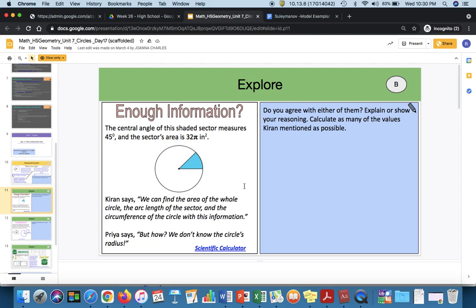So the question is, the central angle of the shaded sector measures 45 degrees and the sector's area is 32 pi inches squared. And Kieran is saying we could find the area of the whole circle, the arc length of the sector, and the circumference of the circle with this information. And Priya says, but how? We don't know the circle's radius.